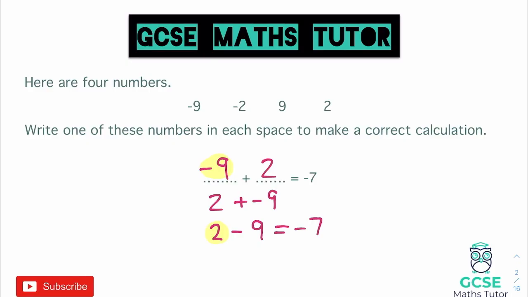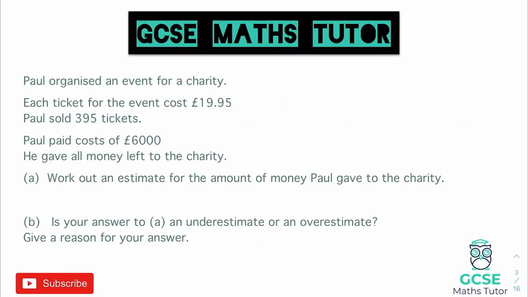Okay, so in this question we've got some estimation. It says here, Paul organised an event for a charity. Each ticket for the event cost £19.95 and he sold 395 tickets. Paul paid costs of £6,000 and he gave all money left to the charity. Work out an estimate for the amount of money Paul gave to the charity. Okay, so let's have a think.